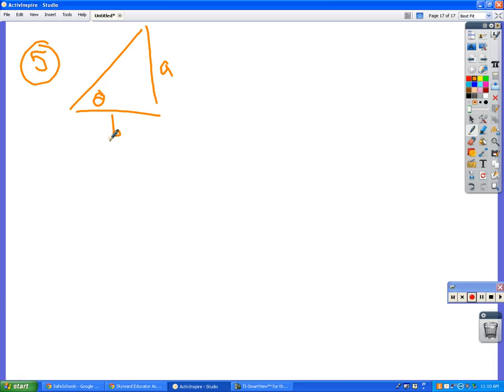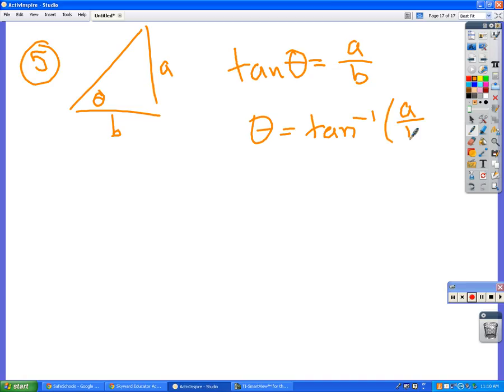This is the side that is adjacent. So you remember that that's tangent. So the tangent of theta is the opposite side over the adjacent side. So how do you solve that for theta? Just do the arctangent of both sides, or the inverse tangent. So theta equals inverse tangent of A over B.